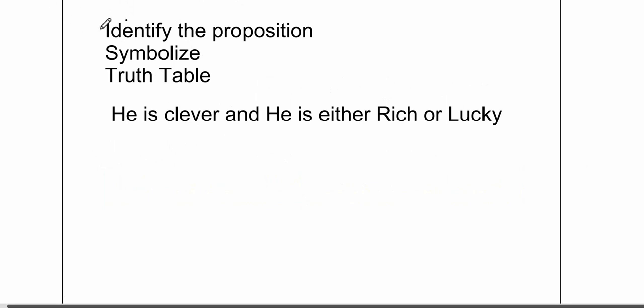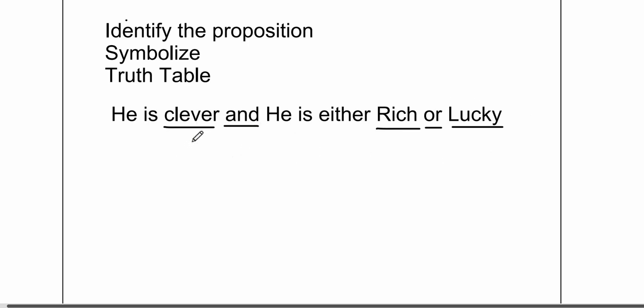Alright. So first thing is to identify the proposition type. We'll cover this later. Let's first symbolize it. It is very simple. So what we do is first we underline clever, rich, lucky, and we have or, we have and. So these are all the things that we need to underline.